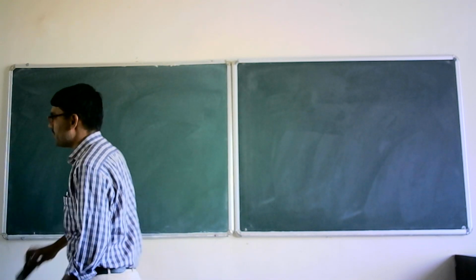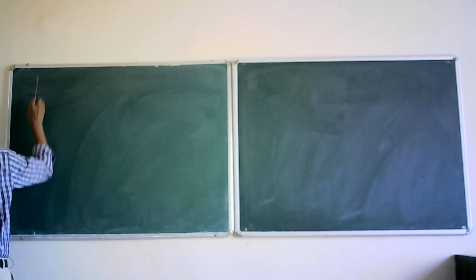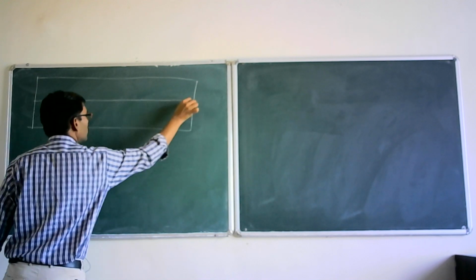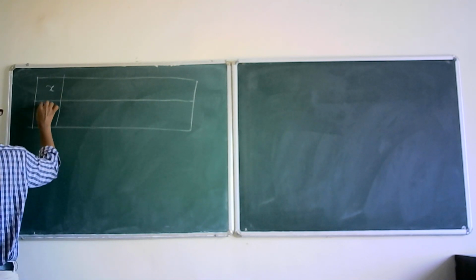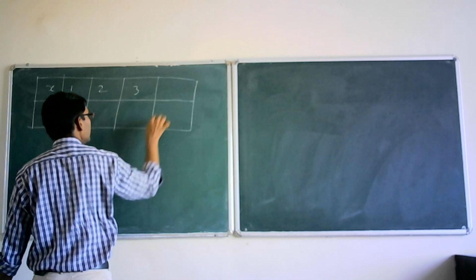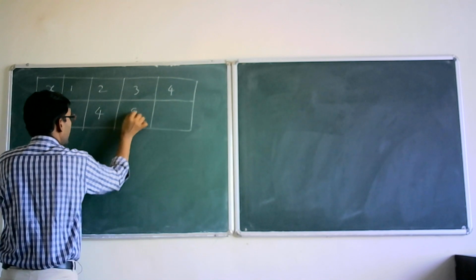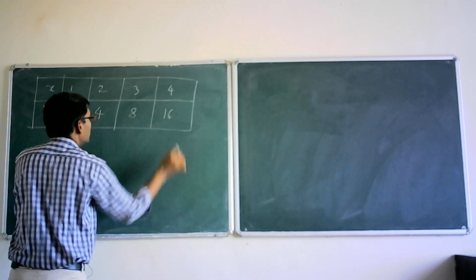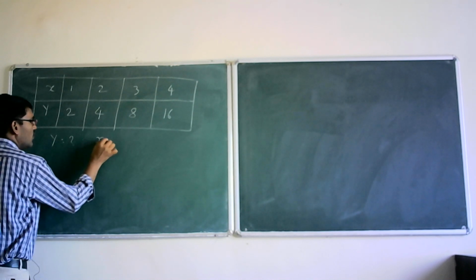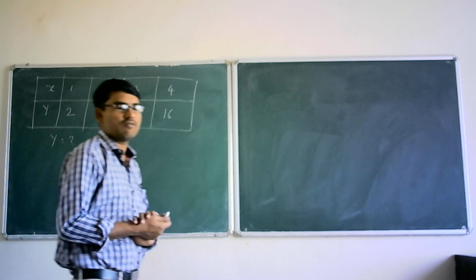If you consider your previous example, from the following table, x: 1, 2, 3, 4 and y: 2, 4, 8 and 16. Find the value of y when x is equal to 3.5.